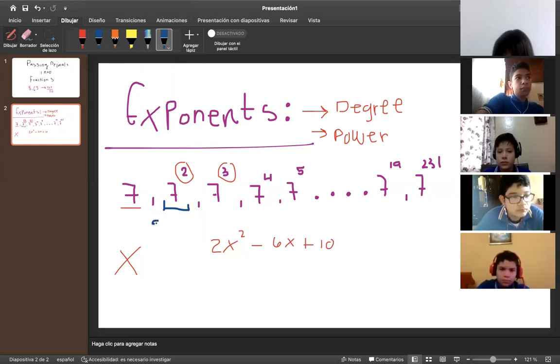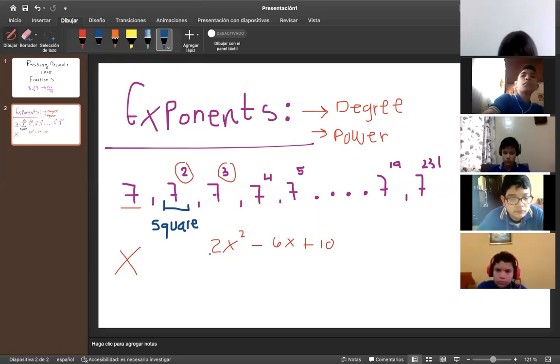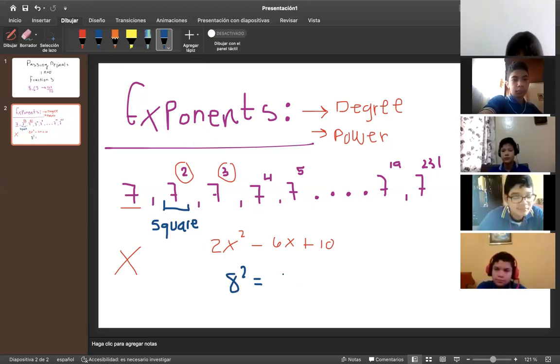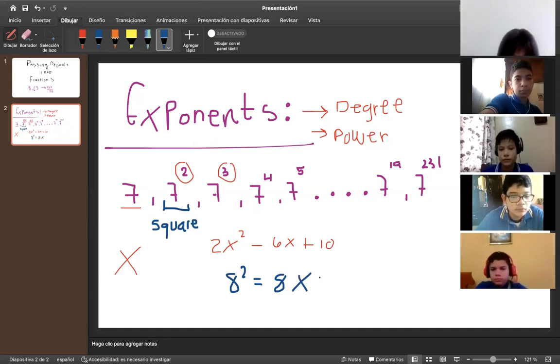For all the numbers that are elevated at power 2, we have a special name. We are going to call this number squared. We're going to say 7 squared. For example, if we have 8 elevated at 2, we're going to say 8 squared. And what does 8 squared mean? 8 squared means that we have to multiply 8 times 8. And how much is 8 times 8, kids?